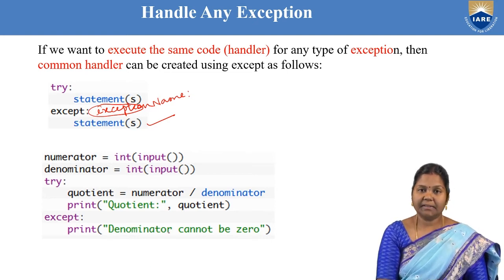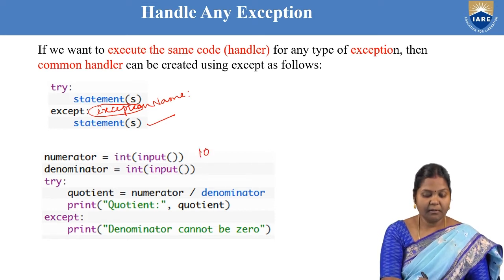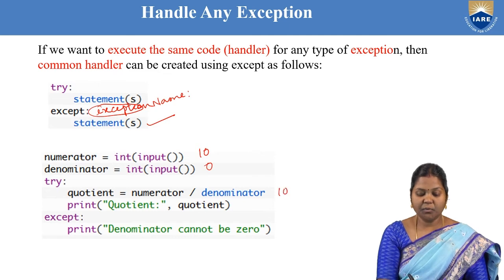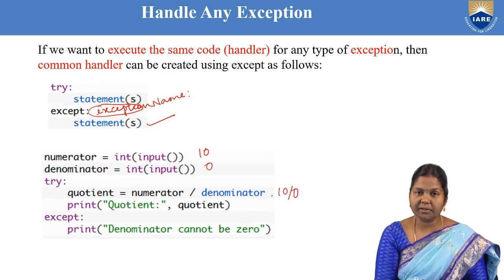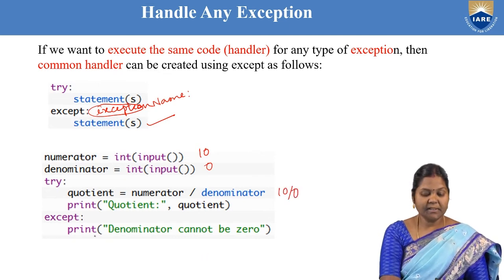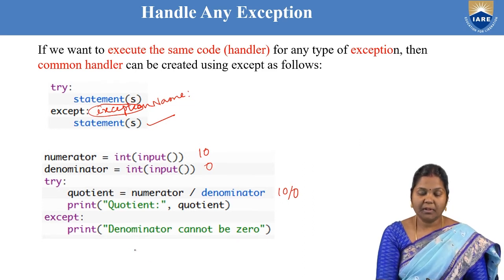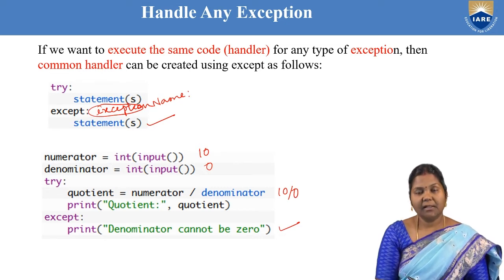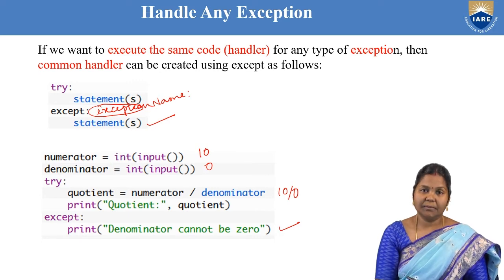So, let us see the same example. Suppose here you are reading the numerator as 10, denominator as 0 and the quotient is 10 by 0 raises an exception. So, in this case, you can see here it goes to the except block and it prints the denominator cannot be 0. That without looking for what type of exception it is, it is just commonly executing the code which is written in the except block.